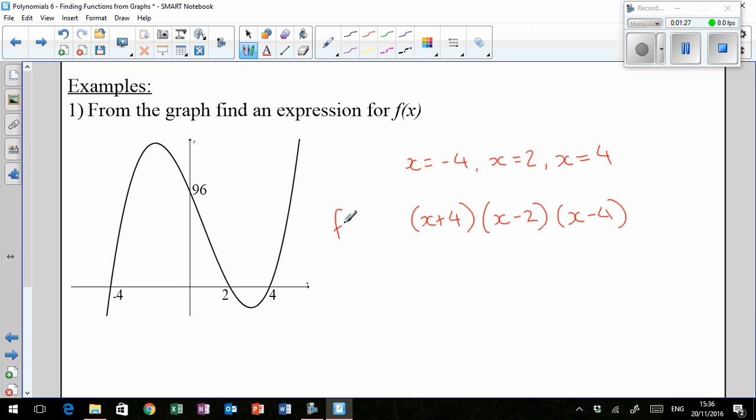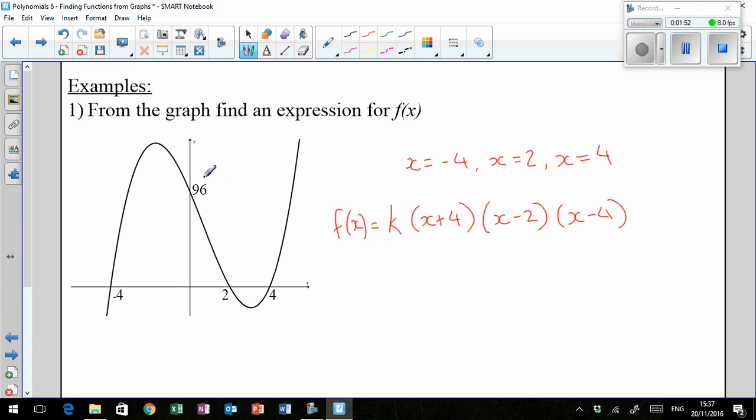So we know that that's the building blocks that's going to make up our f of x function. The one kind of spanner in the works here is, if I were to multiply a function by a number, the roots don't change. So I don't know if this function has been multiplied by something. So what I'm going to do is I'm going to put in a constant. I'm going to call it k at the start of this. And that could be any number. I don't know that in a minute.